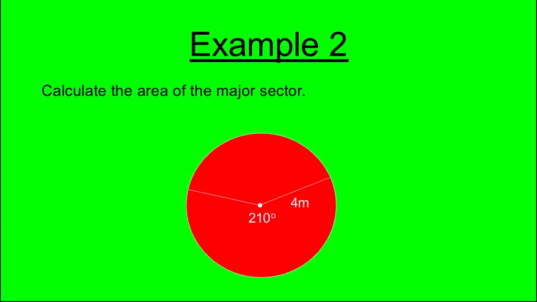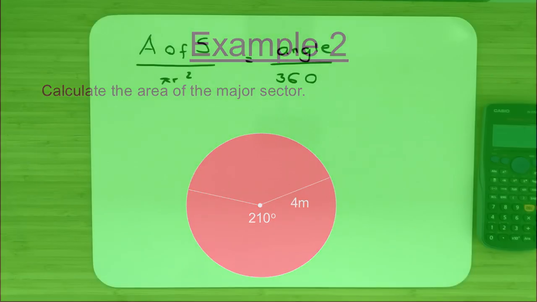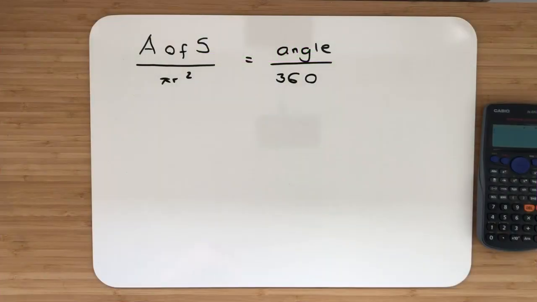Example 2. Calculate the area of the major sector. In example 2, we're looking to calculate the area of the major sector. So the word major means that the angle at the centre has to be bigger than 180 degrees. Minor, less than 180, major, bigger than 180.